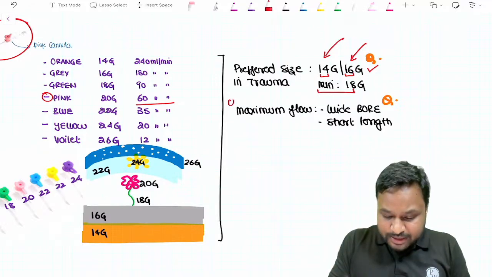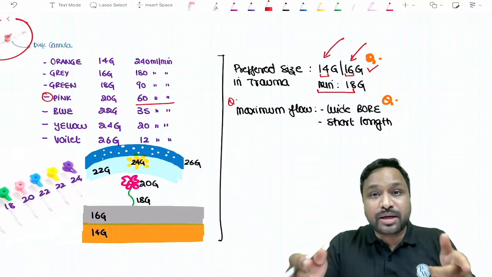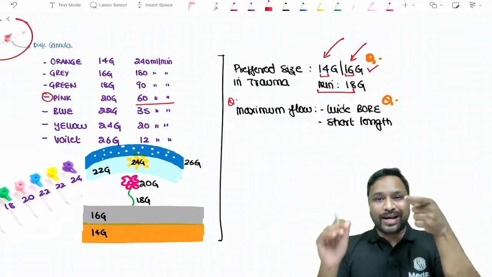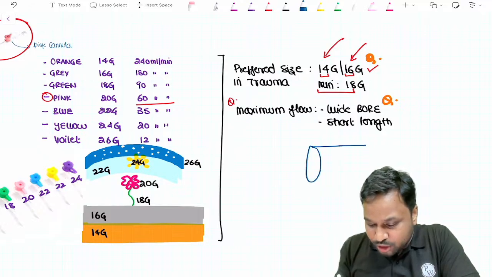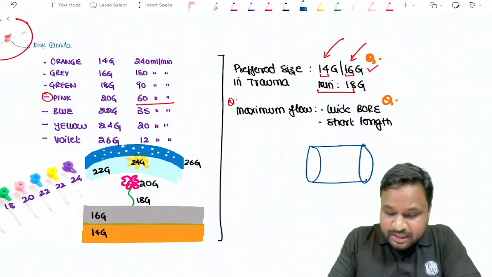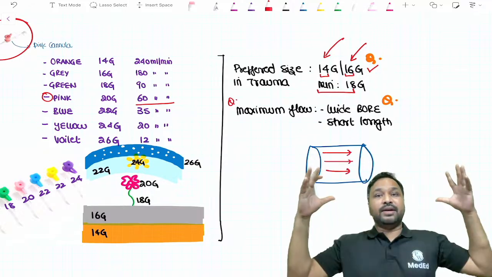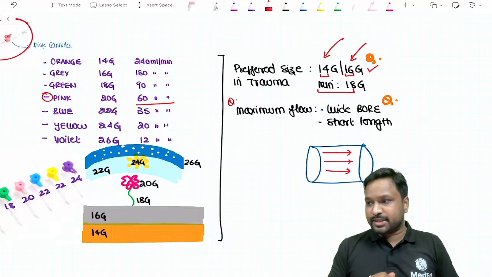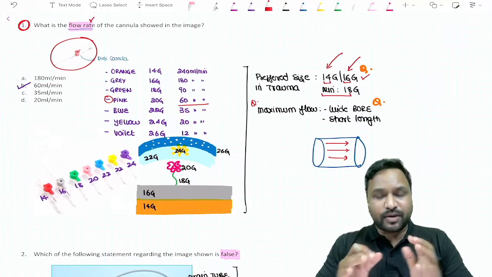Now, another question that they can ask you is about the flow rate. When will you have maximum flow rate? When you have minimum resistance. When will you have minimum resistance? When the bore is wide and the length is short. You have a cannula which is wide bore, short length. That means the time taken for the fluid to travel is less, and a larger bore will have low resistance, right? So this is one of the important topics.